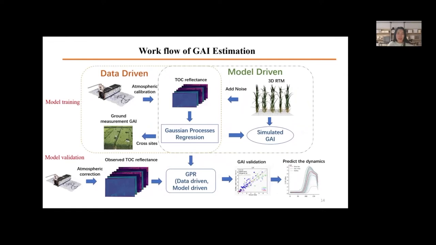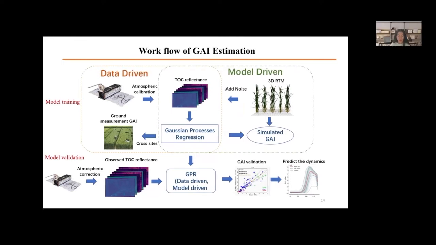Here is the workflow of GI estimation. In the data-driven approach, the imagery will be downloaded from Planet Labs. And after some pre-processing, such as atmospheric correction and cloud masking, the top of canopy reflectance will be used for training. And the training is cross-site, so we can get an estimation model for each site. In the model-driven approach, the three-dimensional radiative transfer model will be used to simulate the top of canopy reflectance, and then we add some noise to the reflectance. So we can also get a GI estimation model from the simulated reflectance.